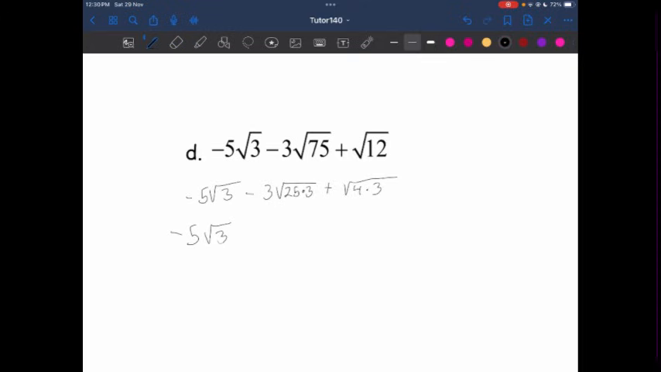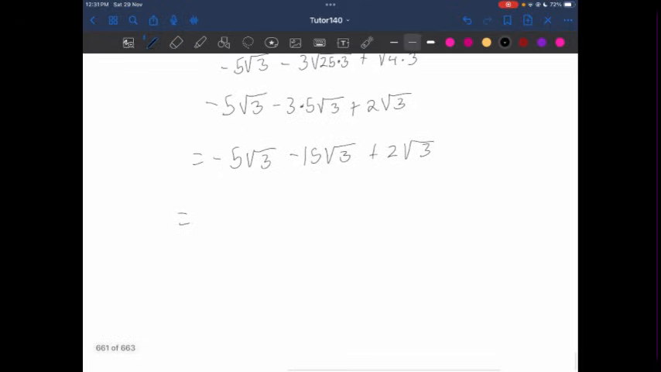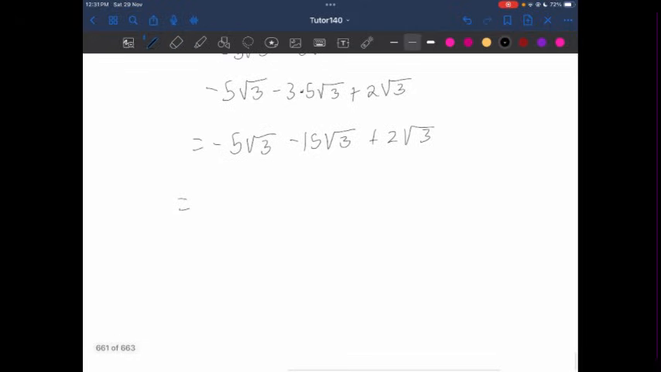That's negative 5 root 3. When I take 25 out of the square root, that's 5. So I'm going to have minus 3 times 5, and then root 3 left in the square root. When I take 4 out of the square root, that could be 2, and then I'm left with root 3. So now I have minus 5 root 3, minus 15 root 3, plus 2 root 3. So 5 minus 15 is negative 20. Negative 20 plus 2 is negative 18. So my final answer is negative 18 root 3.